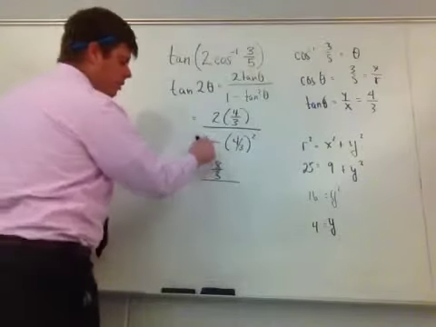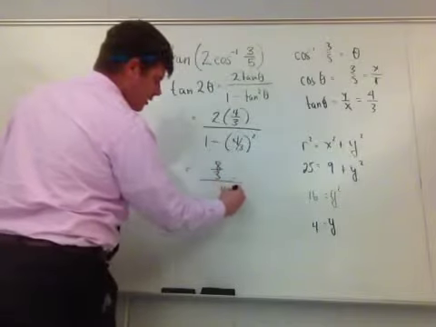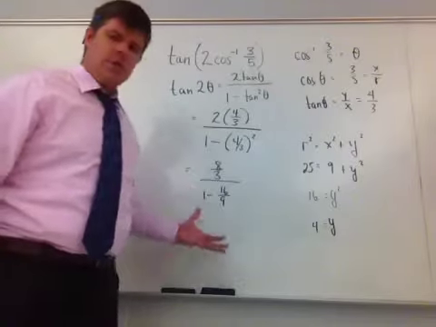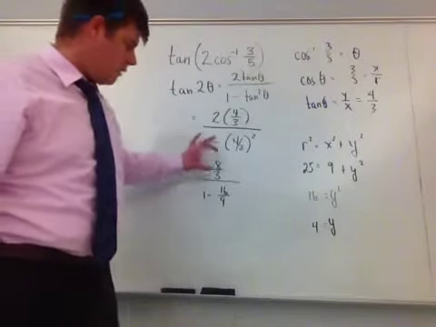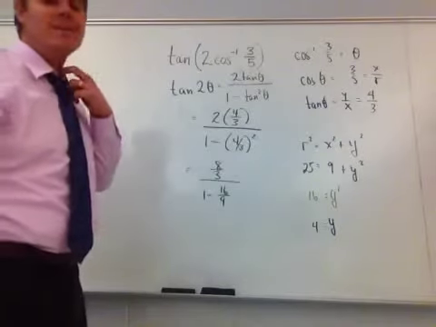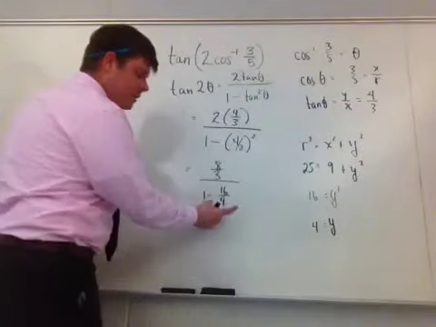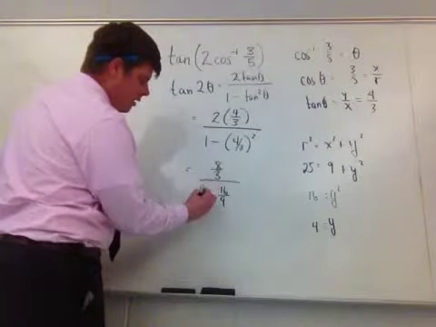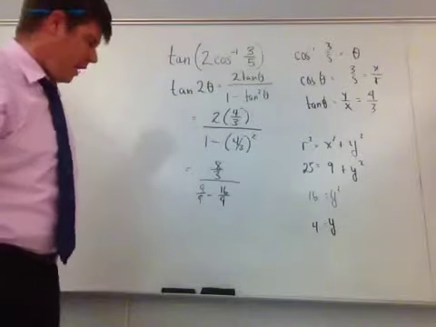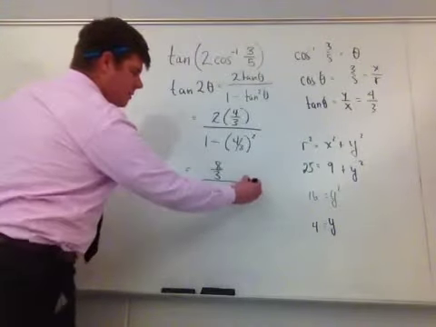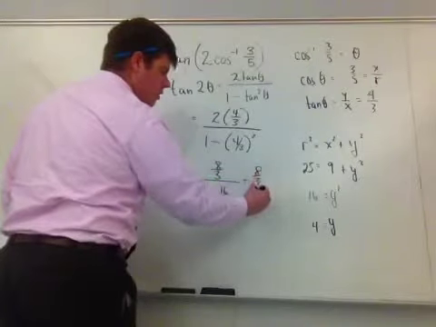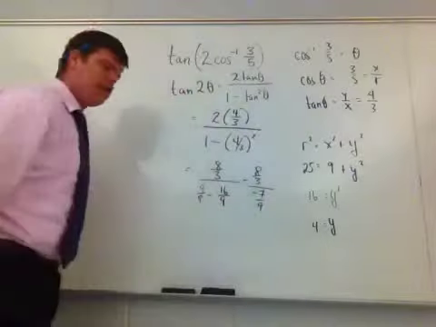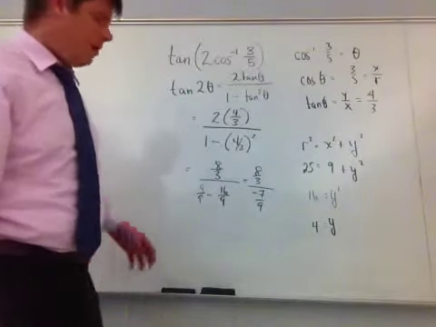divided by 1 minus 4/3 squared, which is 16 over 9. So 1 minus 16 over 9. Now I have to simplify a complex fraction, because I have fractions within fractions that I need to turn into just one fraction. Looking at this bottom part, 1 is really 9 over 9. So I have 8/3 divided by 9 minus 16, which is negative 7 over 9.